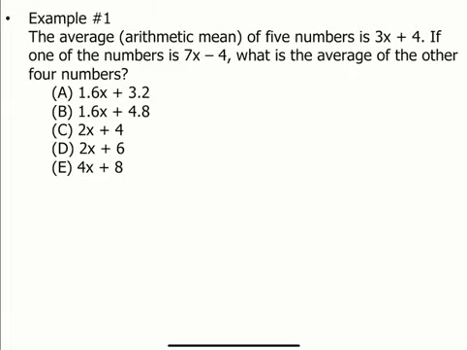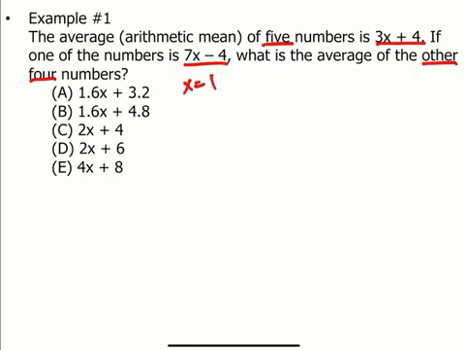Here's our first example. The average, or arithmetic mean, of 5 numbers is 3x plus 4. One of the numbers is 7x minus 4, and we want to find the average of the other 4. So this problem could be very overwhelming if we start algebraically, but remember, we're plugging in and we want easy numbers to work with. So one of our very favorites to work with when there are no rules in the problem is something very simple like x equals 1.